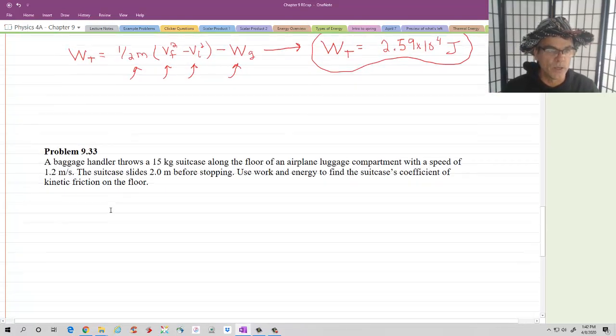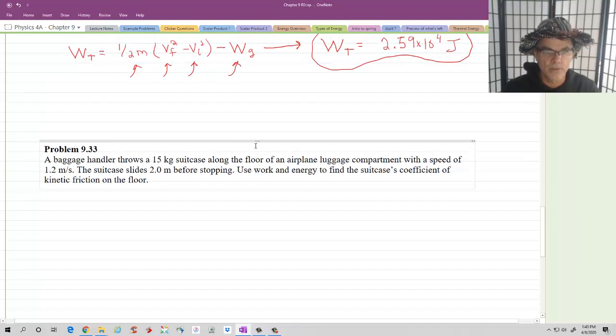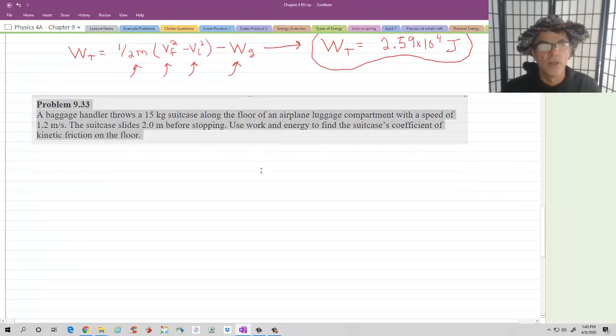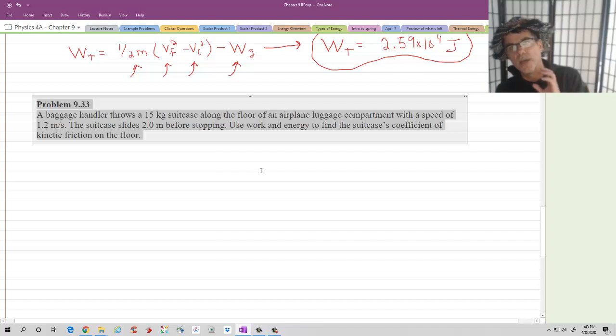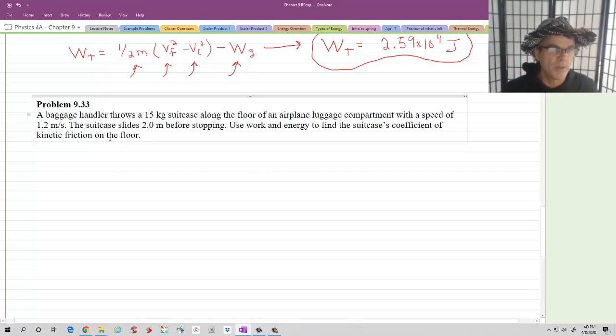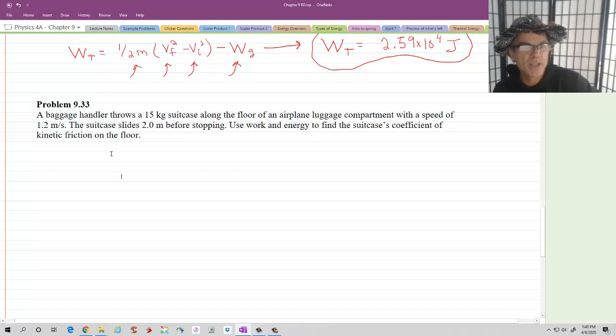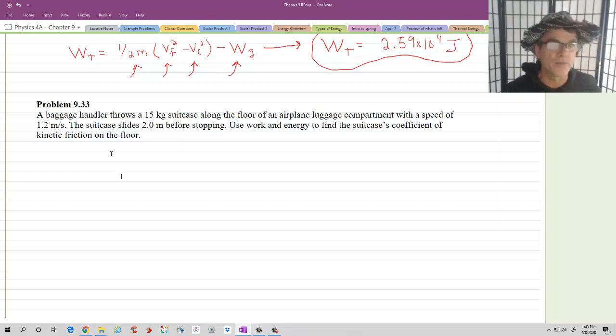Okay, moving on. Problem 9.33, and I'm going to do this two different ways just to show you that depending upon how you define the system, in one case there'll be thermal energy and in the other case there won't. So problem 9.33, a baggage handler throws a 15-kilogram suitcase along the floor of an airplane luggage compartment with a speed of 1.2 meters per second. The suitcase slides 2 meters before stopping. Use work and energy to find the suitcase's coefficient of kinetic friction on the floor.